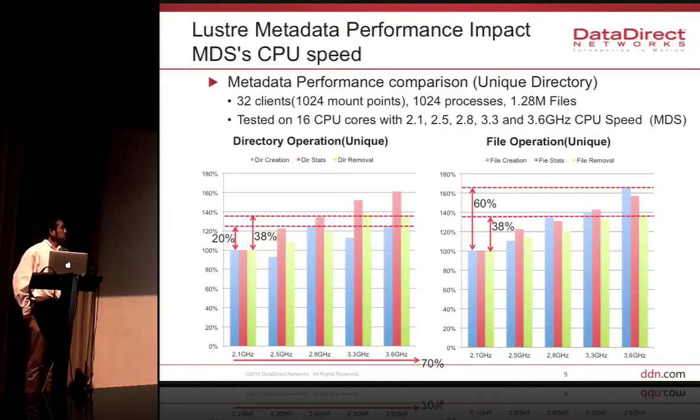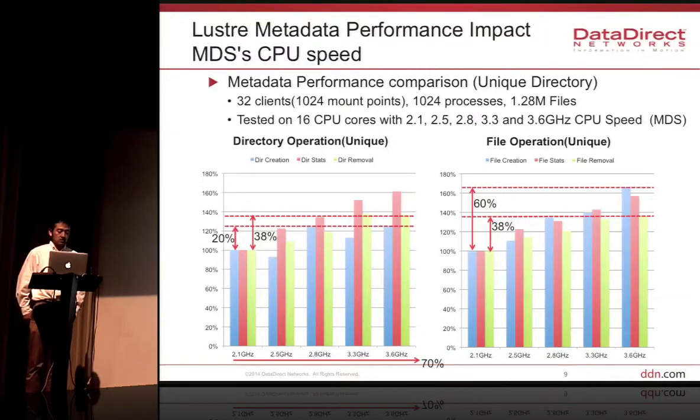Let me introduce the benchmark results from here. First of all, the metadata benchmarking: how much does the hardware resource of the metadata server impact Lustre metadata performance? We used 32 clients, each with 32 mount points, for a total of 1024 mount points, so we can simulate 1024 Lustre clients. Then we create 128 million files in total.